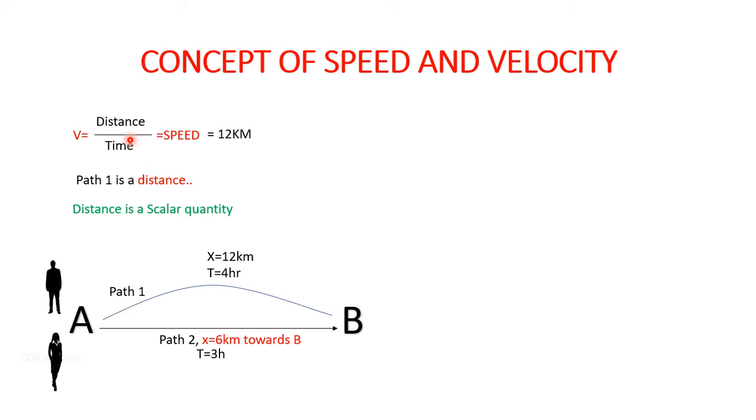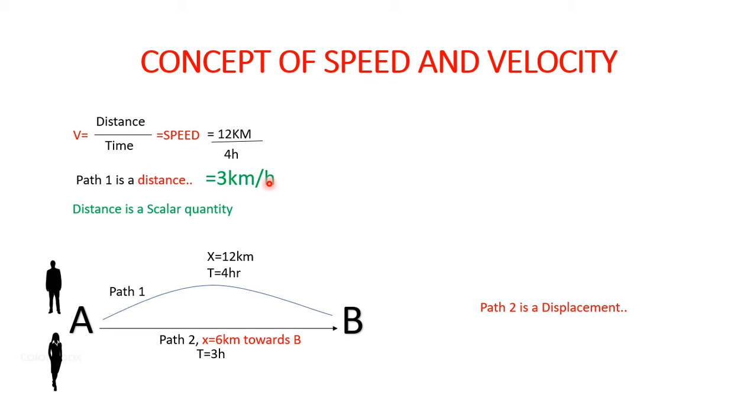When we put in the values of distance and time, the distance here is 12 km, divided by time, which is 4 hours. So it gives a speed of 3 km per hour. Bunty is moving through path 1 with a speed of 3 km per hour, or else you can say he moves 3 km in 1 hour.